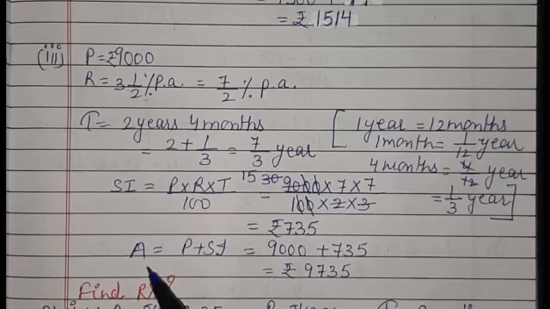Now we have to calculate amount. Use this formula, principal plus SI. Put the values 9000 plus 735. It will be 9735. Clear?